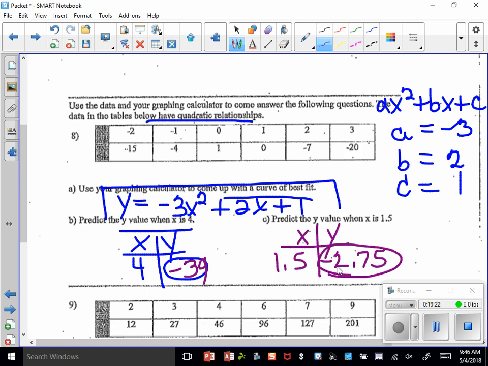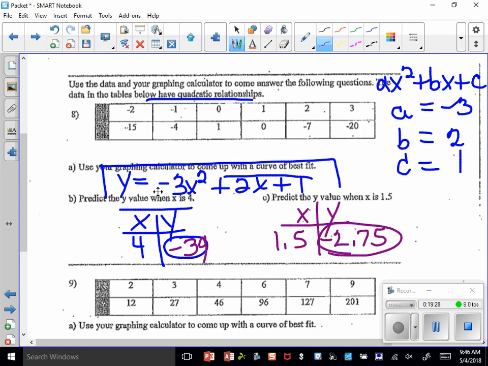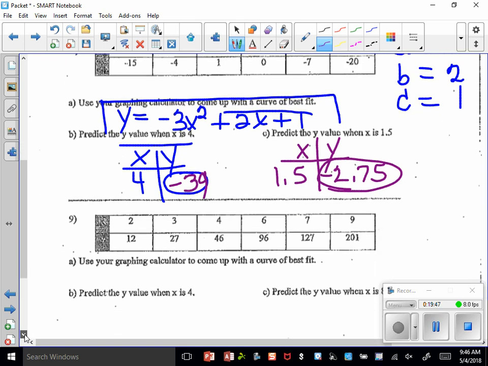Okay, make sure you can do that, because we're going to do this one more time, but make sure you're getting those numbers. And again, just type in the Y equals -3x squared plus 2x plus 1, and then go to the table to get your Y values. Okay, it specifically asked you for the Y value, so there was no question we were looking for Y. Okay. All right, let's move on down to number 9.